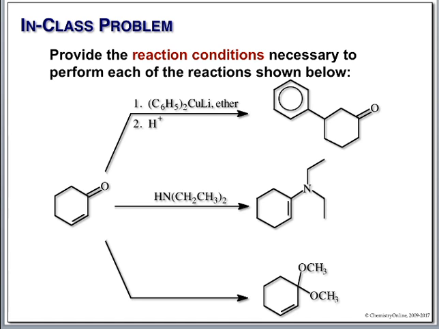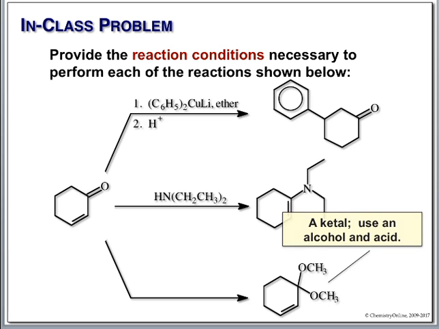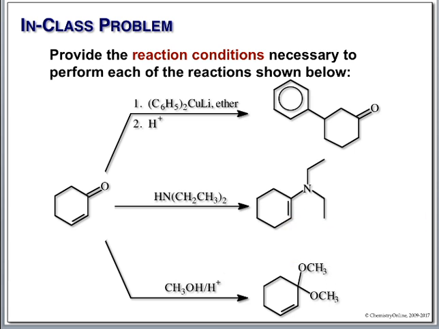Our next one is a 1,1-diether. That's called a ketal, isn't it? We simply make ketals by taking the carbonyl in the presence of alcohol and acid. To drive it to completion, we have to remove the water. We can do that. All we need here is methanol in the presence of acid.